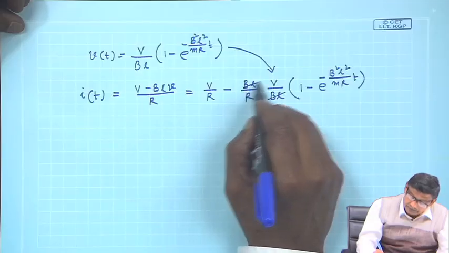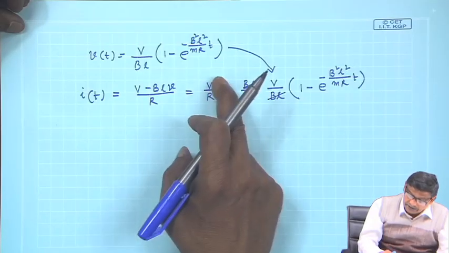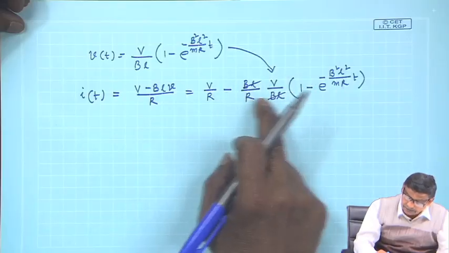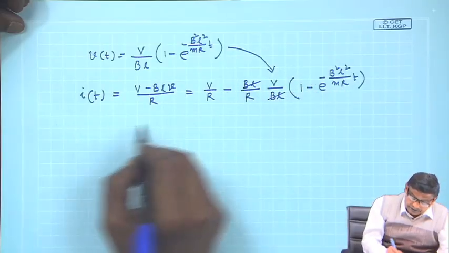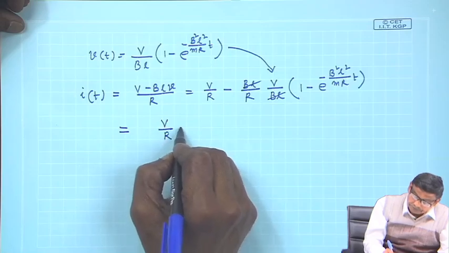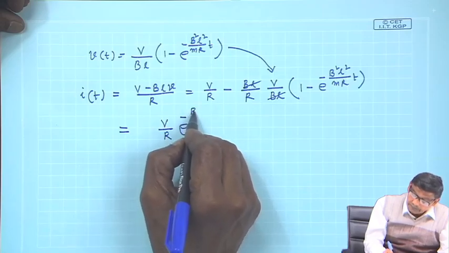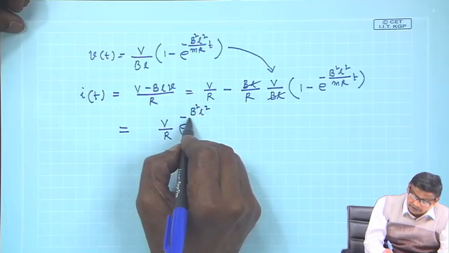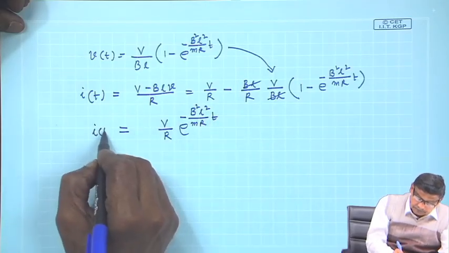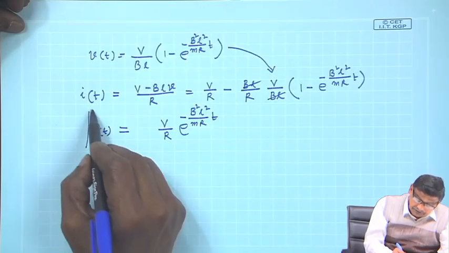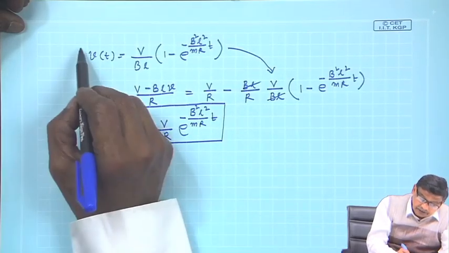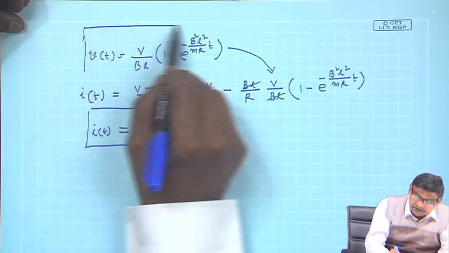This B L goes. So, if you simplify, this V by R, and once again minus V by R if you open the bracket. So, essentially I t will be equal to V by R e to the power minus b square L square by m r into t, and this is your expression of I t. So, expression of current, how it varies with time, I know, and expression of the velocity, how it varies with time, I know.